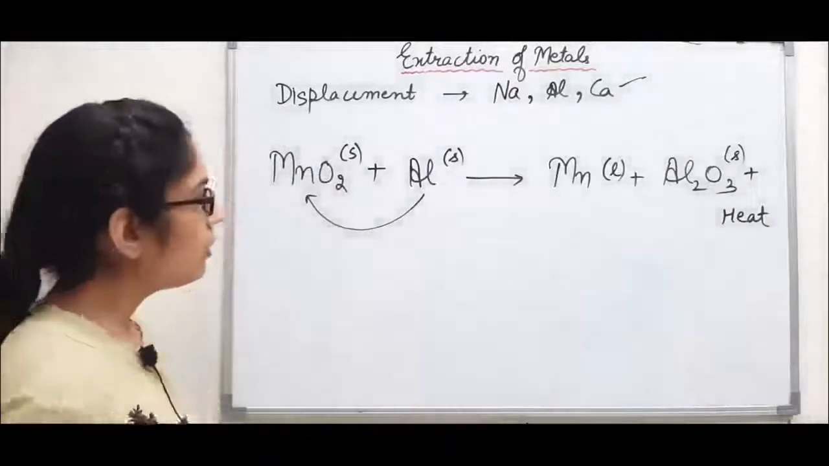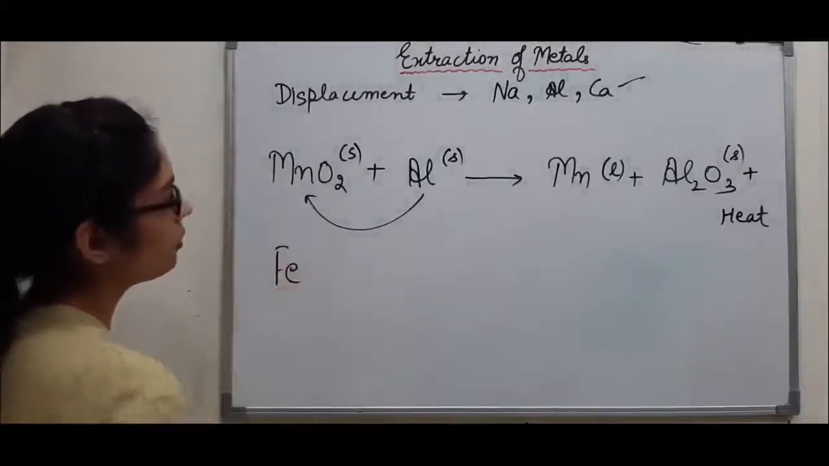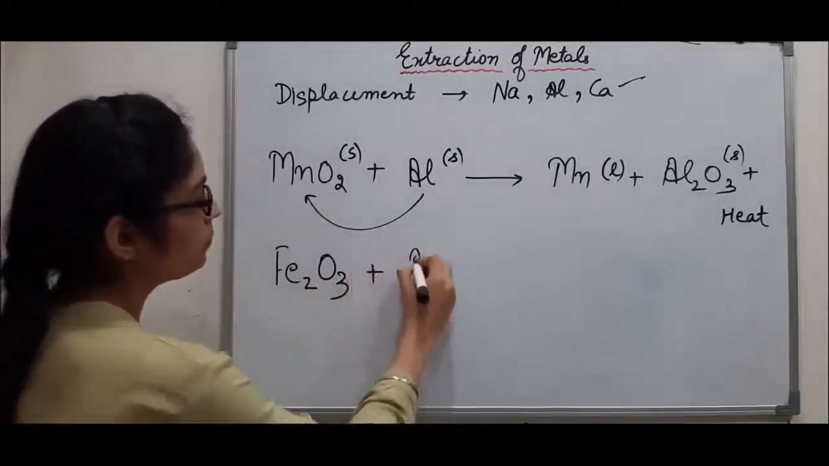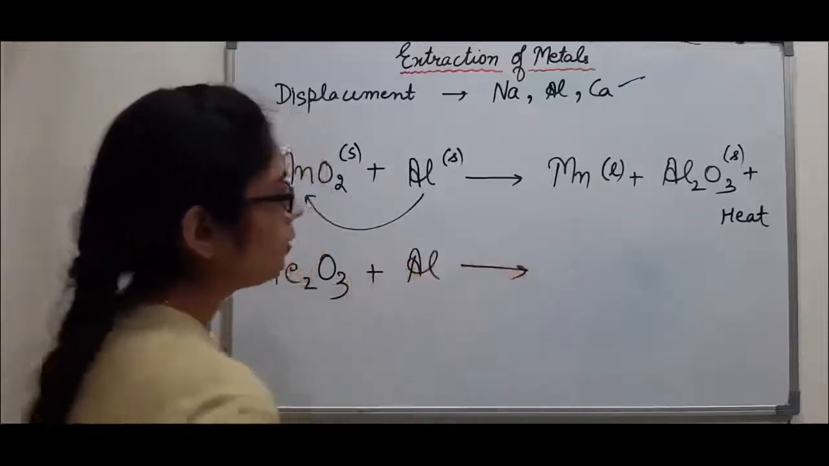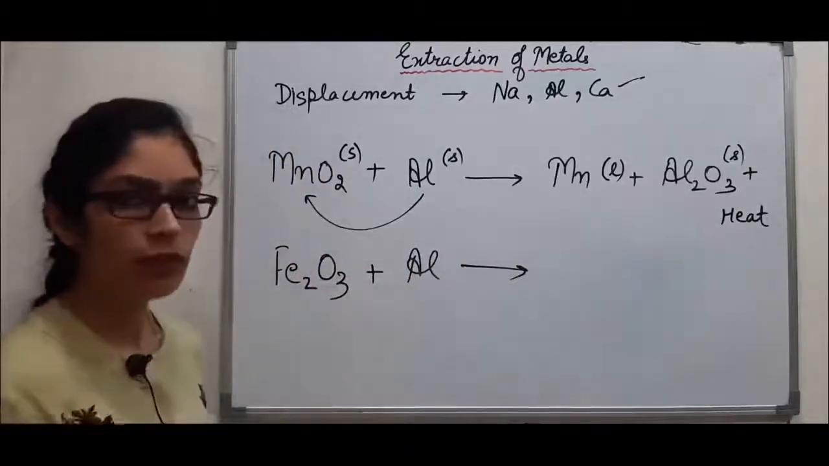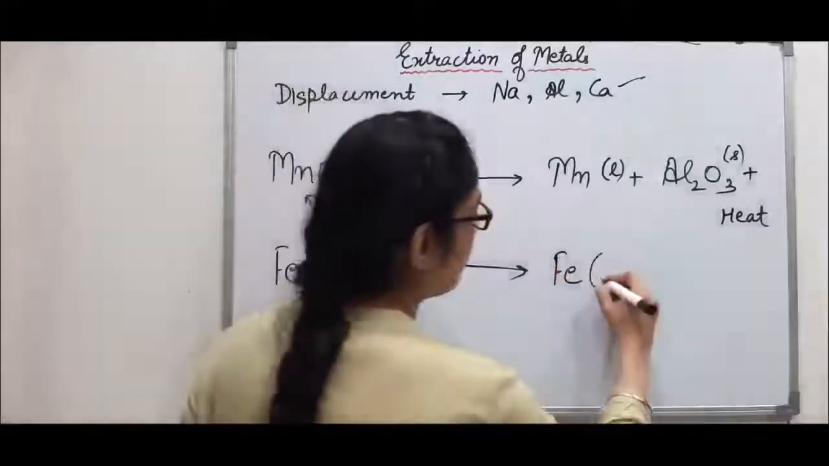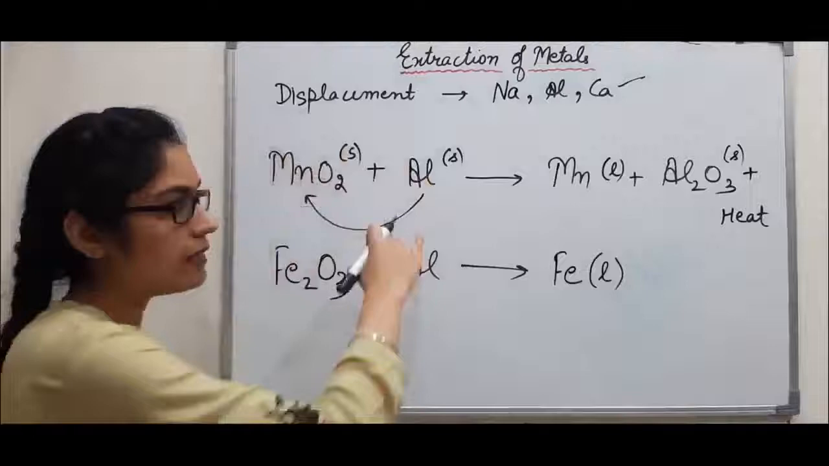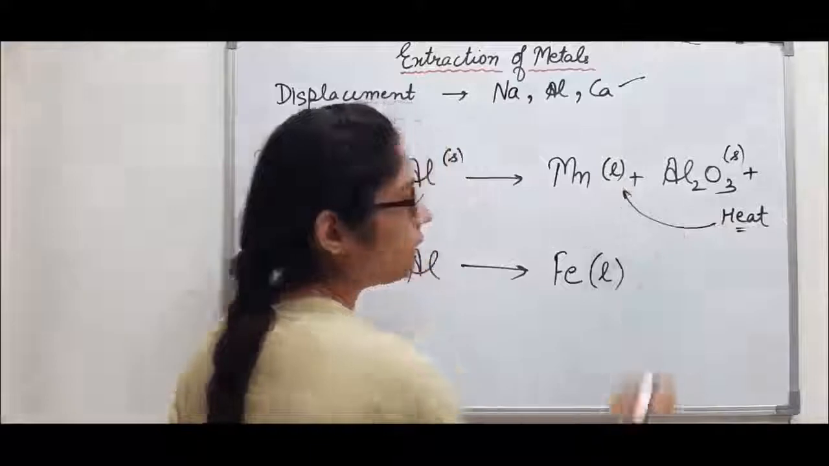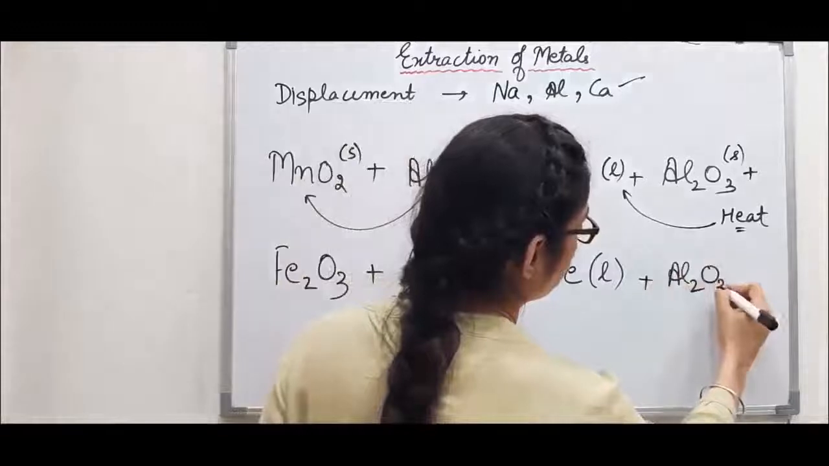Let's do another example so that you will understand it more. We'll take oxide of iron plus aluminium. The same thing will happen. Aluminium will displace iron from its oxide and itself form aluminium oxide. So iron will be left behind. Again it will be in liquid state, because these types of reactions are highly exothermic and due to the heat produced, the metal will be in molten state. So aluminium oxide we can write plus heat.